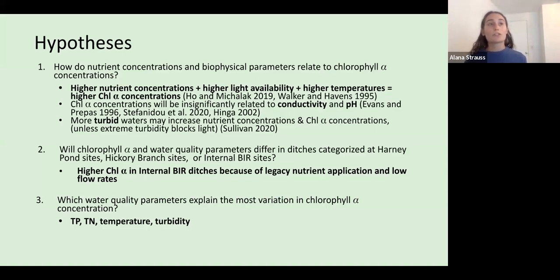So Buck Island Ranch used to fertilize some of our internal pastures with phosphorus until the 80s, but the phosphorus doesn't go away overnight. And so we still are seeing legacy phosphorus in our soil and in our water within those ditches. And then current nitrogen application happens every few years whenever it's needed for the pastures. So then I thought that total phosphorus, total nitrogen, temperature, and turbidity would explain the most variation within chlorophyll A concentrations.